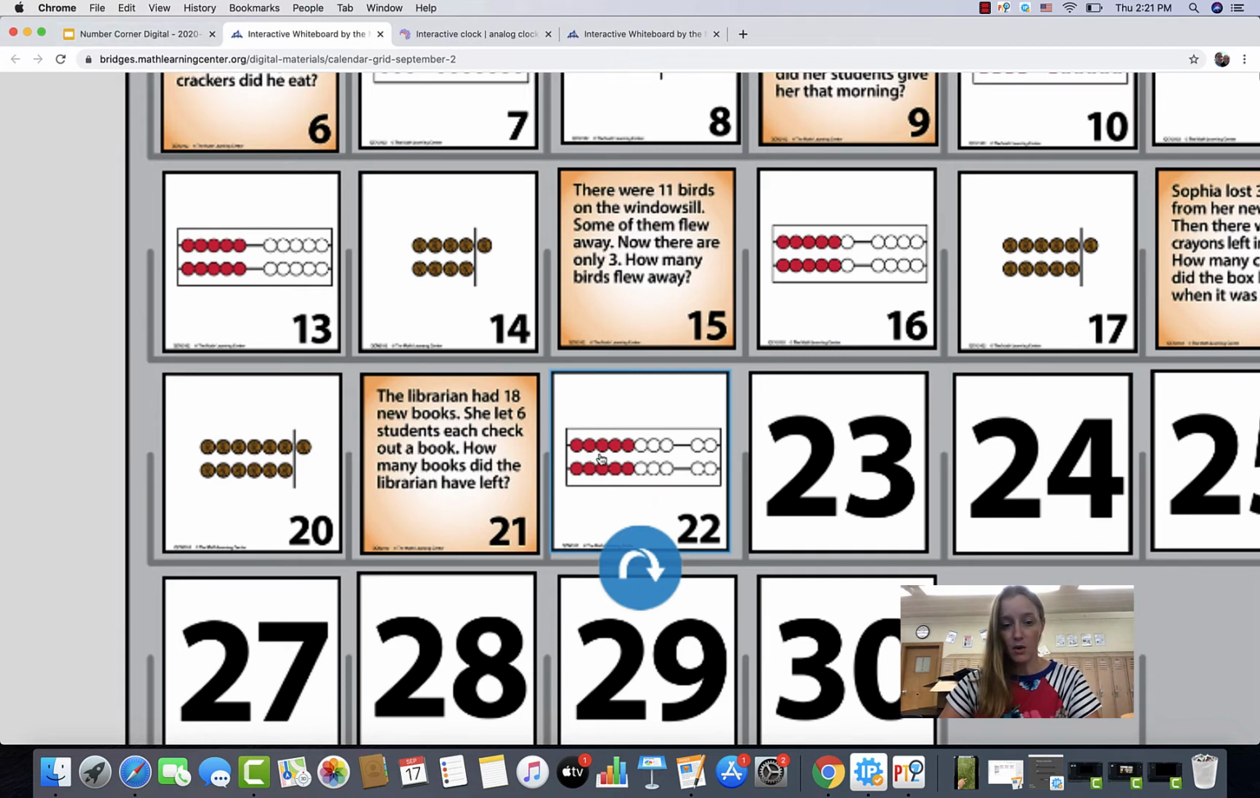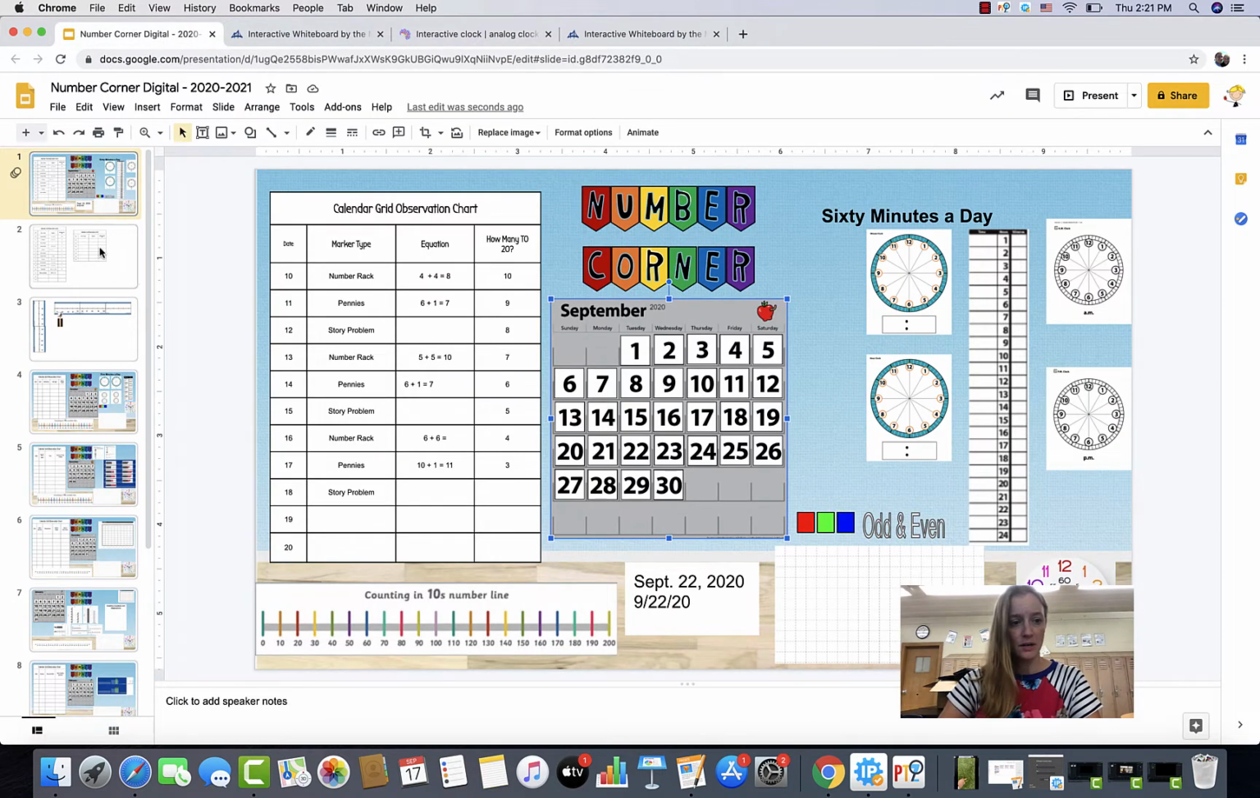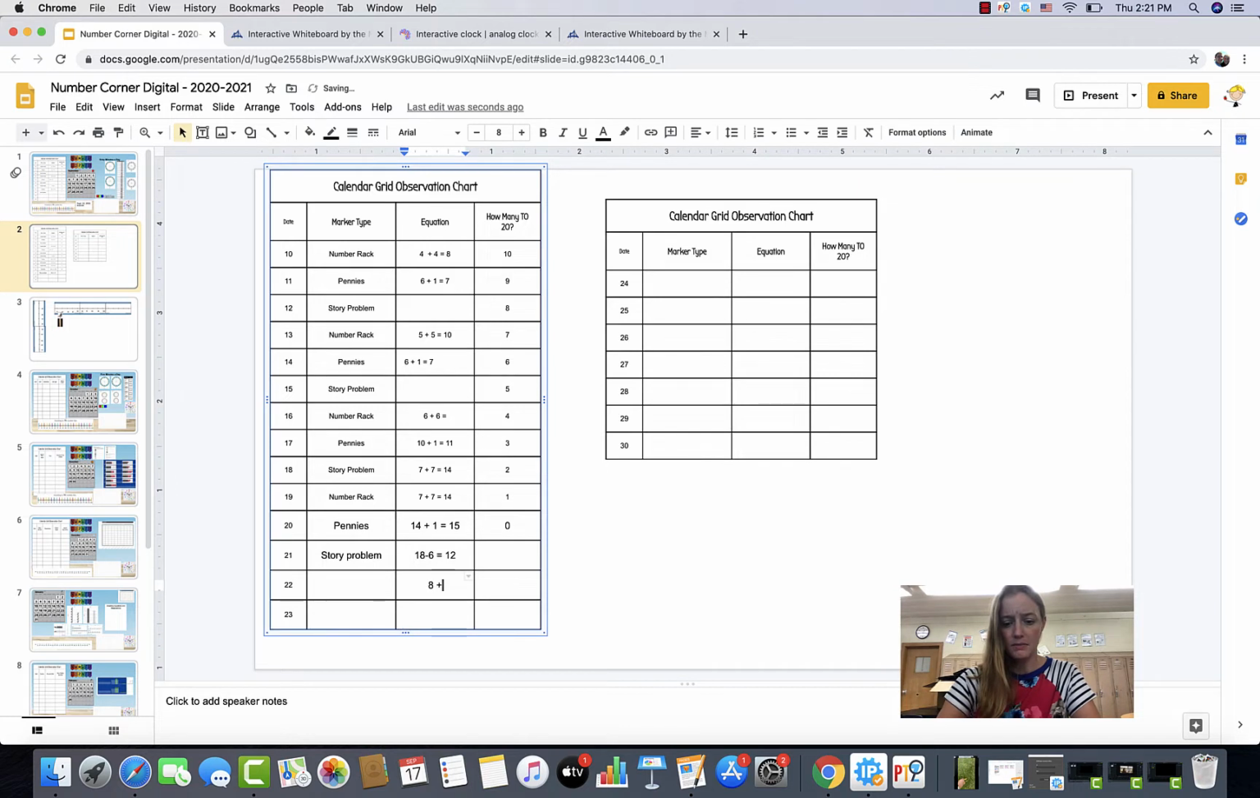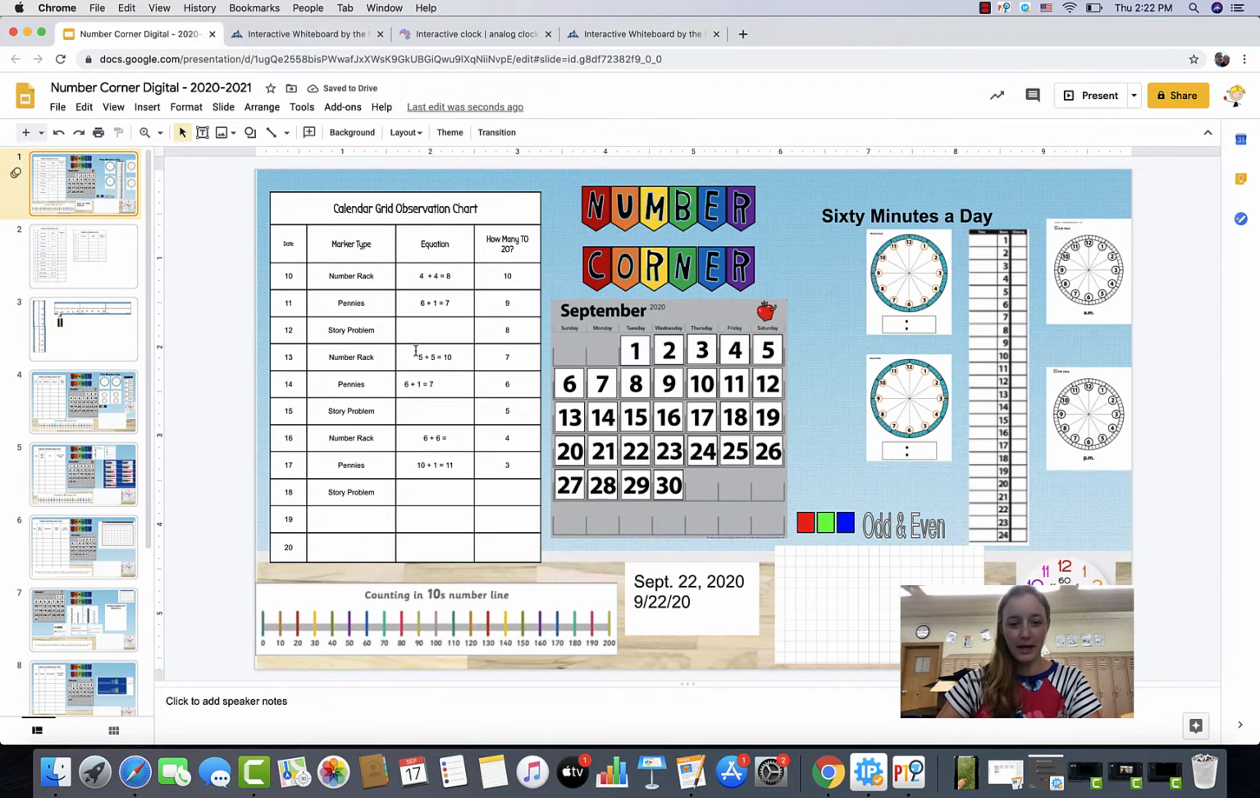So I could go 5, 6, 7, 8. 8 plus 8 is 16. So I'm going to go ahead and fill that out. 8 plus 8 equals 16. And again, we don't have any more that we have to get to 20 because we're past 20. And we flipped over a number rack for today. All right, let's go ahead and go back.